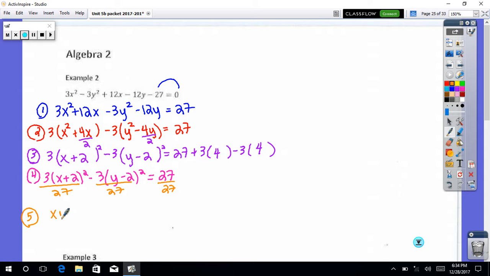So I have x plus 2 squared over 9 when I simplify, minus y minus 2 squared over 9 equals 1. I already have a minus separating them, which makes it a hyperbola, so I don't have to move anybody. So that one is finished.